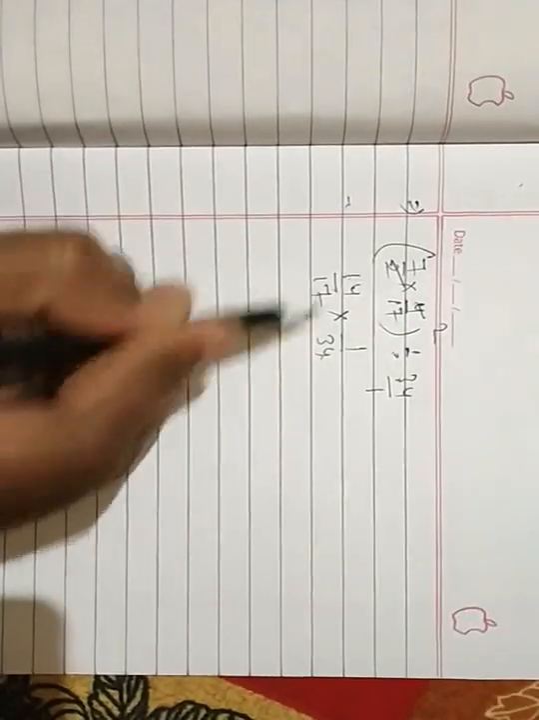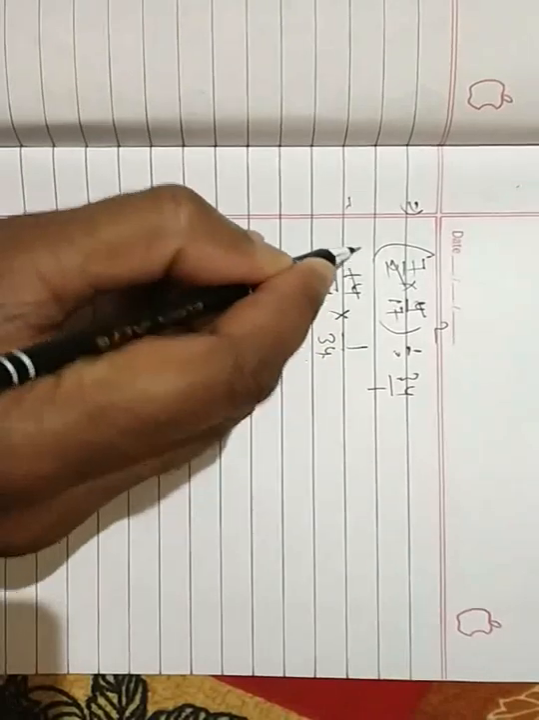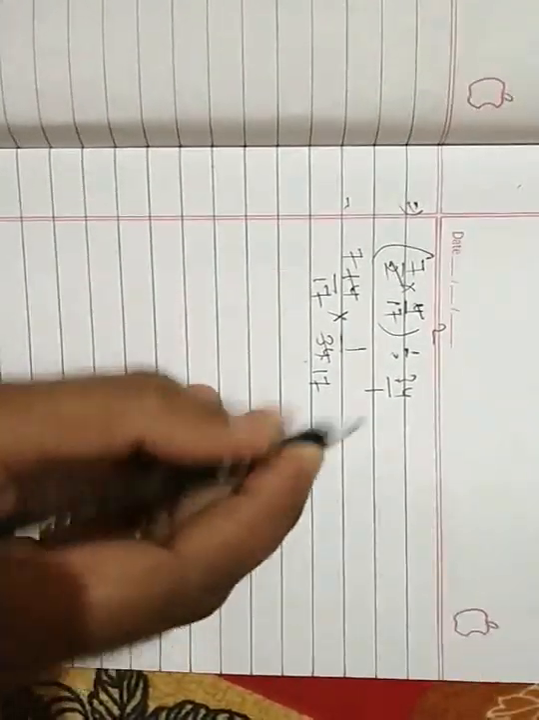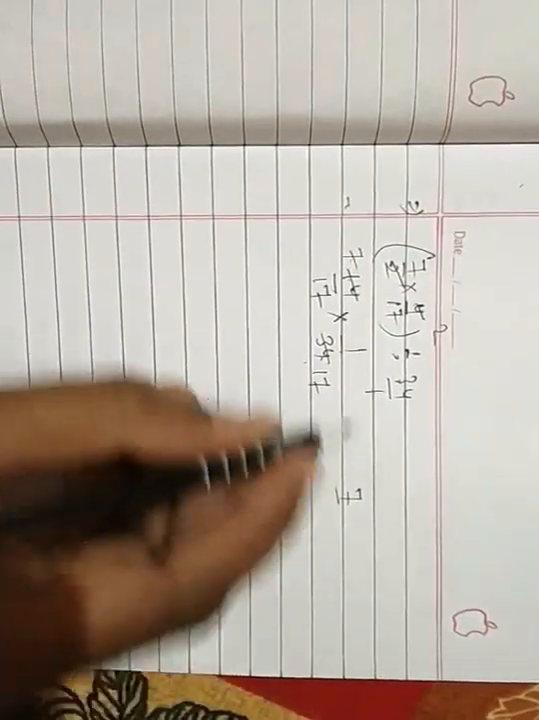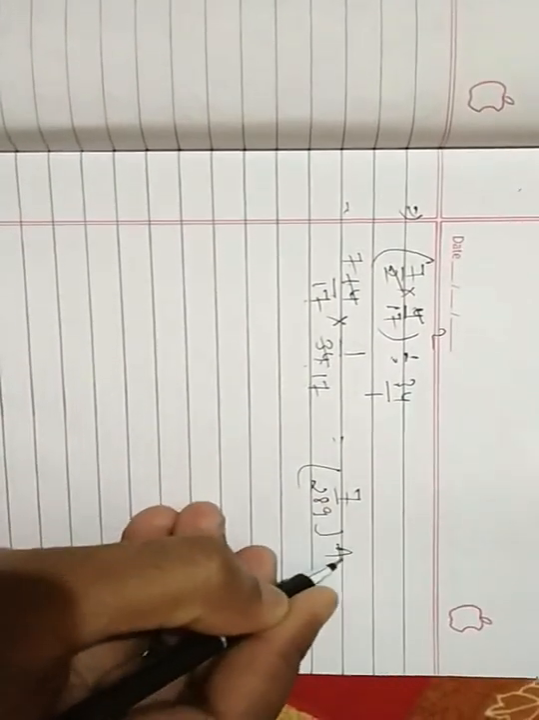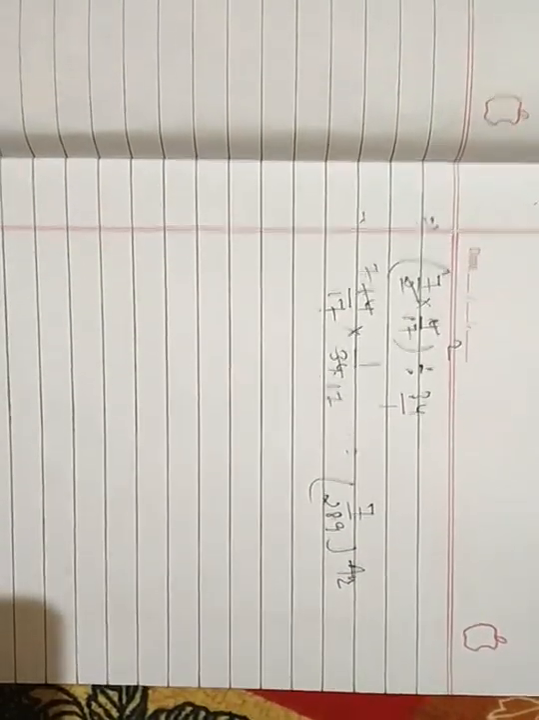This 14 and 34 can be cancelled using 2. 2 7s are 14 and 2 17s are 34. What do we get? 7 1s are 7. And 17 into 17 will be equal to 289. So this is the required answer. I hope it is clear to everyone.